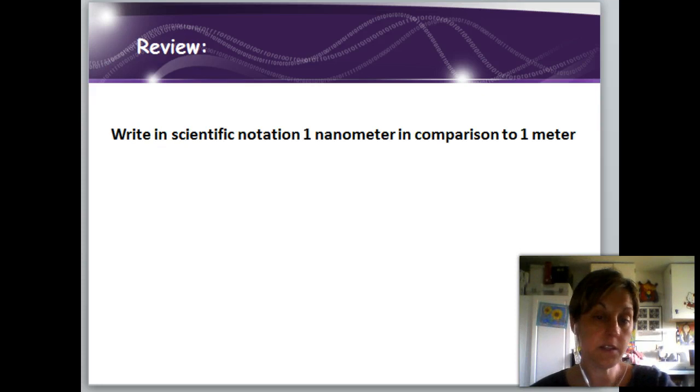So write in scientific notation 1 nanometer in comparison to 1 meter. What would that look like? Okay, that should be 1 billion. So it should be 1 times 10 to the negative 9th power.